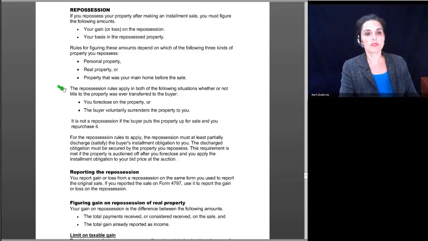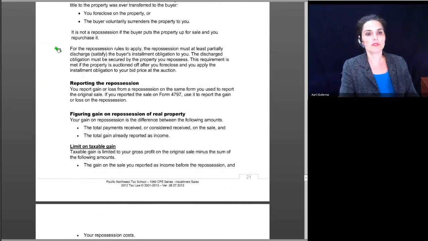The repossession rules apply in both of the following situations, whether or not title to the property was ever transferred to the buyer. Either you foreclose on the property or the buyer voluntarily surrenders the property to you. It is not a repossession if the buyer puts the property up for sale and then you repurchase it.